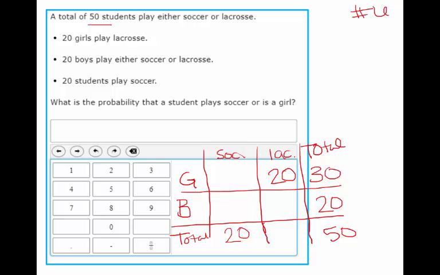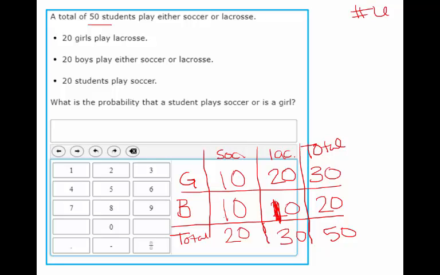Well, going down. So if there's a total of 30 girls, 20 like lacrosse, then we know that 10 must like soccer. If we know there's 20 total boys, 10 like soccer, 10 have to like lacrosse. And then this would be 30. 10 and 10 is 20. Sorry, I was just looking at the wrong number. So notice that everything adds up going across, everything adds up going up and down, or going down.